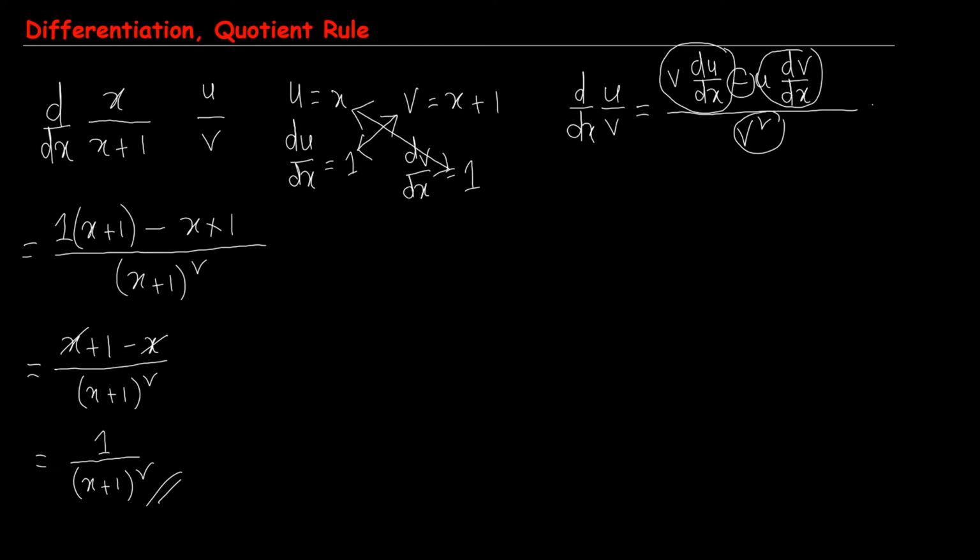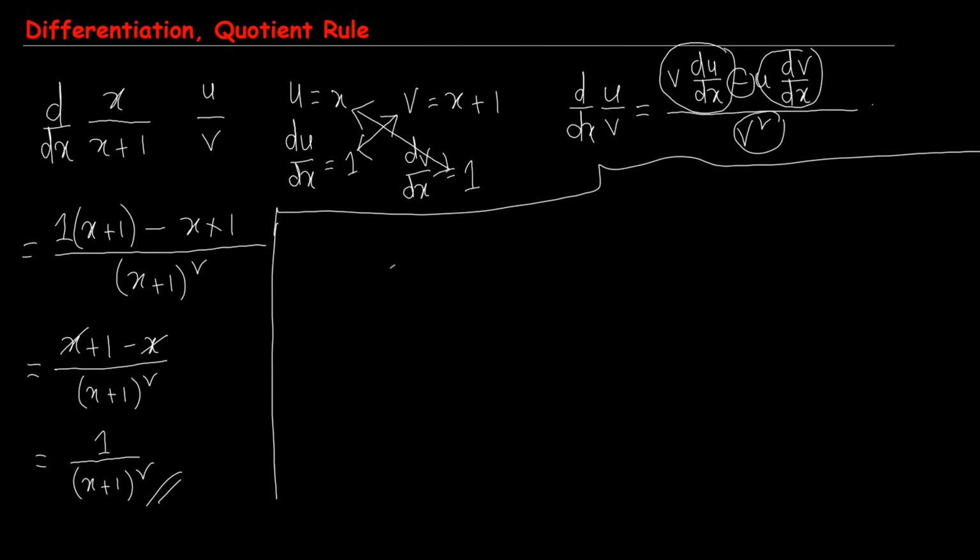Let's consider another example. Say it is written there x squared divided by 2x minus 1. Same, we consider u as x squared, then v as 2x minus 1. Then du/dx, if I differentiate, gives us 2x, and dv/dx gives us 2.